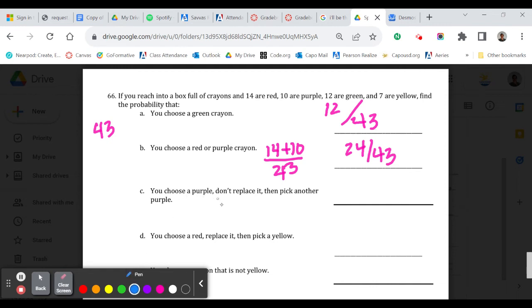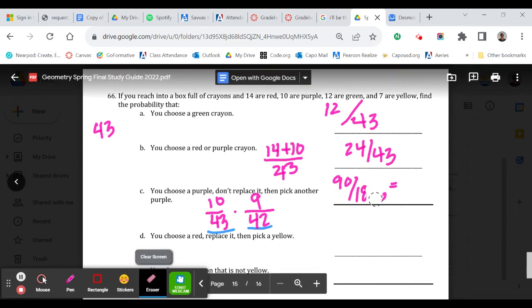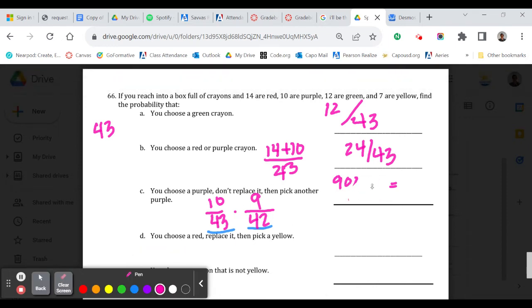This one is a little bit more challenging. I choose a purple, don't replace it, and then pick another. So I'm doing 2 events here. So we have purple, which is 10 out of 43. I don't replace it, so now I only have 42 and 9 purple left. Multiply across, you get 90 over 1806, I want to say. That does reduce. Let me check. Okay, so I believe that makes 1849. I was a little off there. So that's 90 over 1849. That does simplify, I think, but we'll just leave it at that for now.